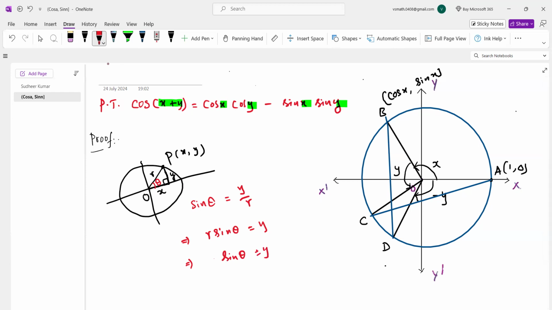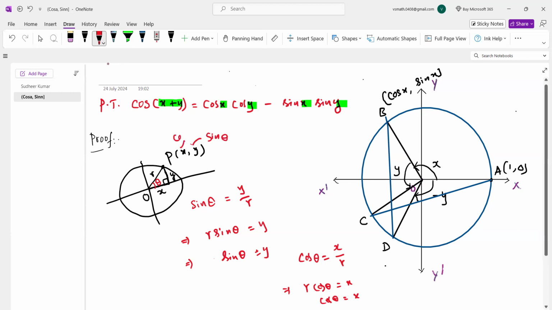Similarly, we can find cos theta also. Cos theta is adjacent by hypotenuse, x by r. So r cos theta equal to x. As we know that r is 1, we can write x is cos theta. So here we replace this as sine of this angle theta, and this is cos of this angle theta. Using the same concept, this is cos of angle x and this is sine of angle x.